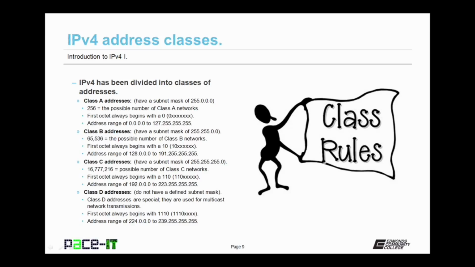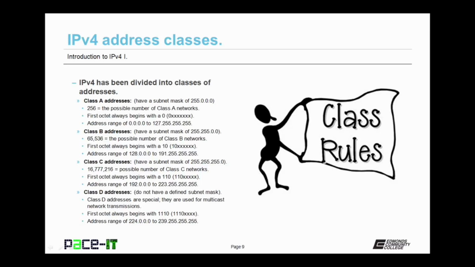Then there are Class C addresses. These always have a subnet mask of 255.255.255.0. This gives us over 16 million possible Class C networks. The first octet on the left always begins with a 110. So the first three bits of the left-hand octet are always 110. This gives us a possible Class C address range of 192.0.0.0 up to 223.255.255.255.